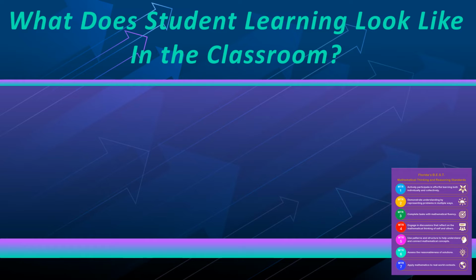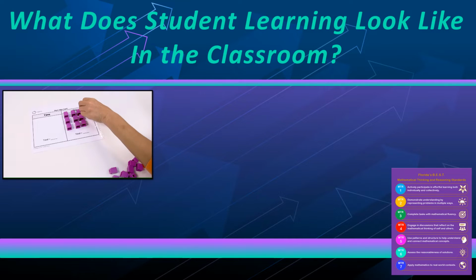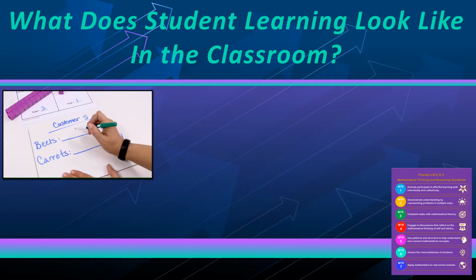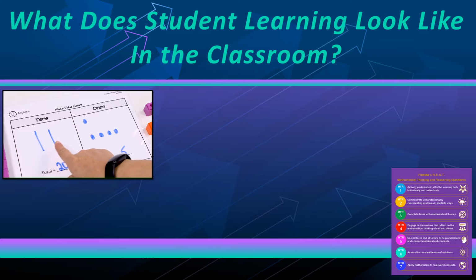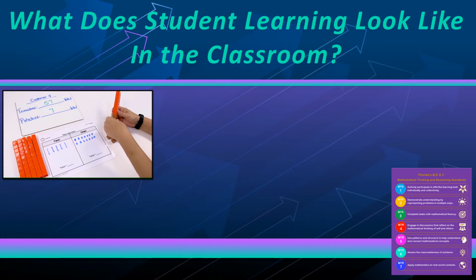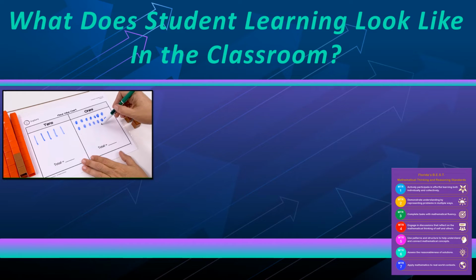What should we see happening in the classroom to help students achieve these goals? Here we see snippets from some of the STEMscopes explorers. Notice in all of these examples, students are not only modeling with concrete models as they add and subtract, but they're also recording their thinking using a place value chart. You will also see them using a number line and recording their thinking in pictorial models on a sheet. This is a way for students to record their thinking.